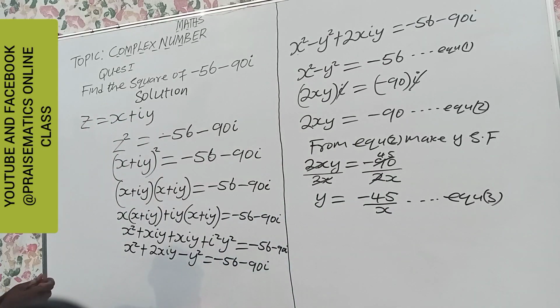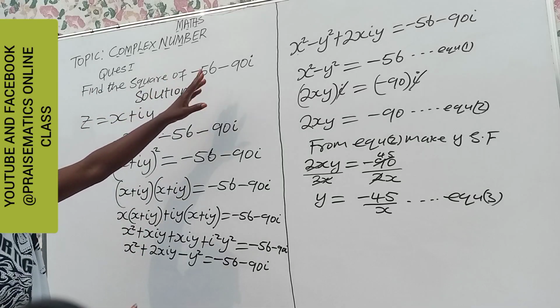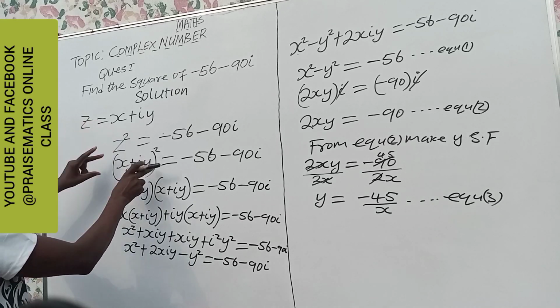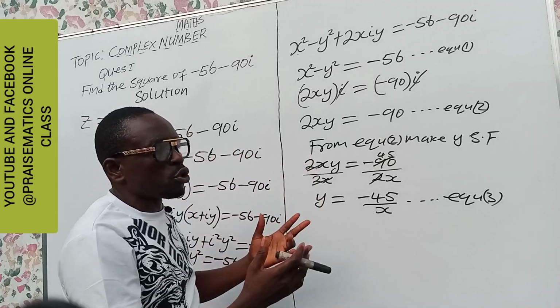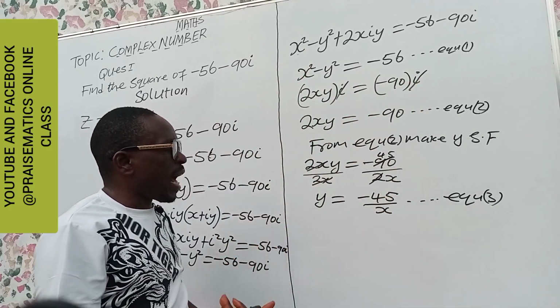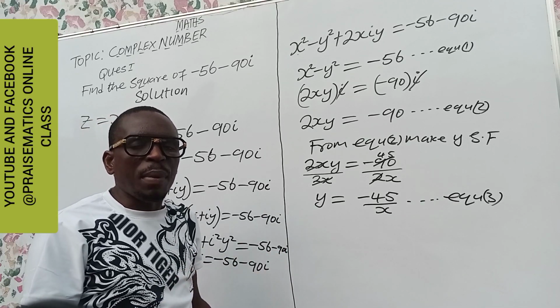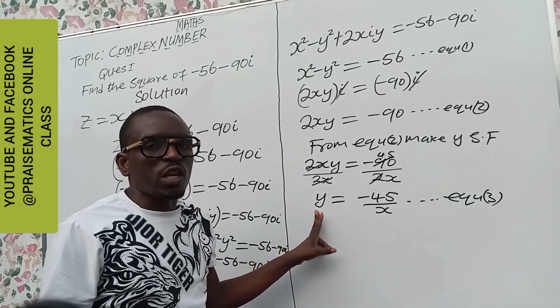So that is how to do it. Call it equation 3. You see how we started. We find the square of this complex number. We expand it, and at the end of the expansion, we were able to generate two equations, equation 1 and equation 2. Now we want to solve equation 1 and equation 2 simultaneously by the substitution method, and we have succeeded in getting equation 3.